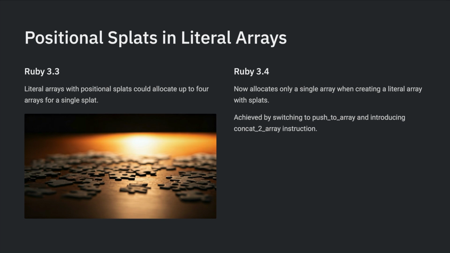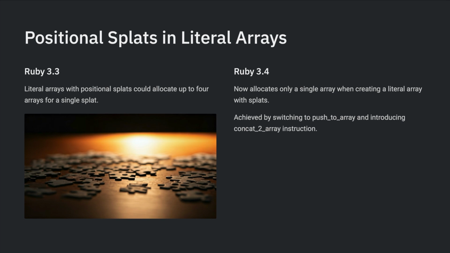It also fixed a related bug where [**h] in older Rubies would actually incorrectly include the empty hash in your own array. So across the board for literal arrays, the goal in 3.4 was basically one array allocation, please. That seems to be the theme, yeah. A really nice cleanup for common array construction patterns. Okay, let's shift gears again.